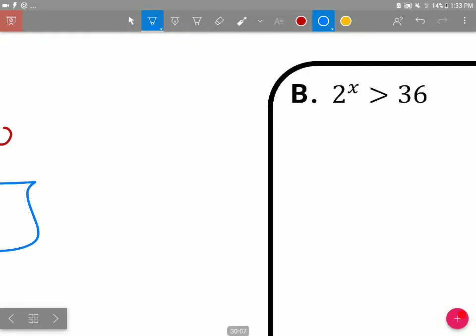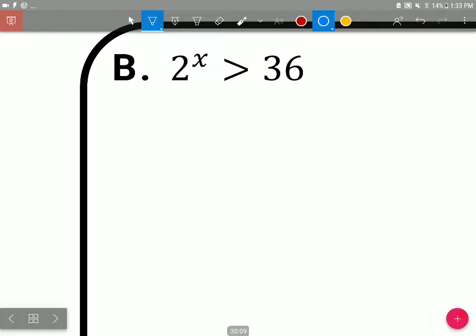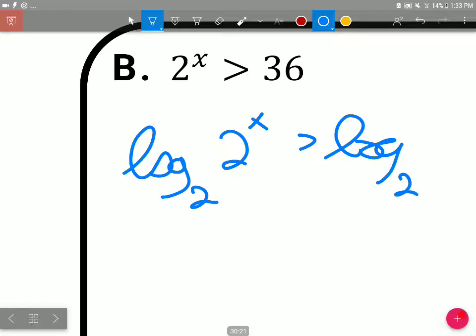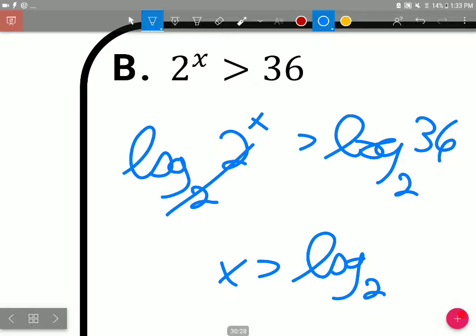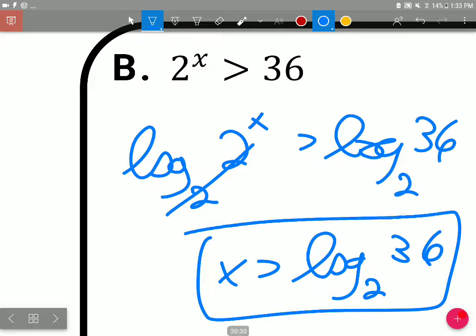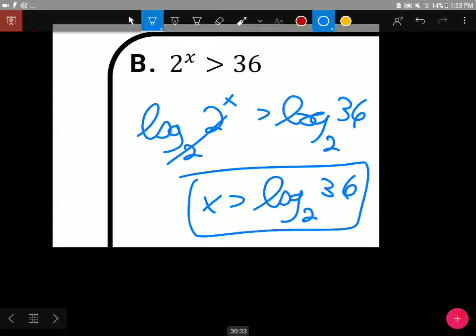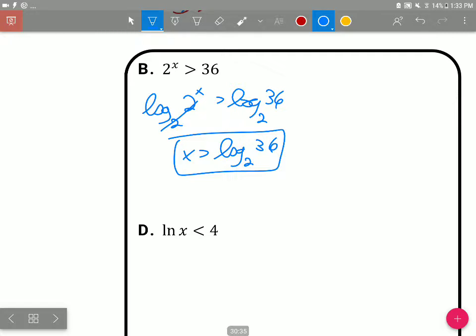All right? So letter B, I'm going to make both of those a log base what? 2. Yes, ma'am. So that's log base 2 of 2 to the x, greater than log base 2 of 36. Those go away. X is greater than log base 2 of 36. It is easy. Straight up, it really is. Easy peasy.